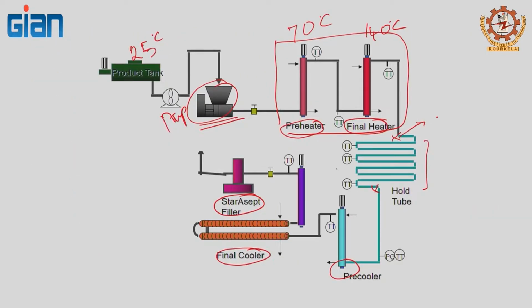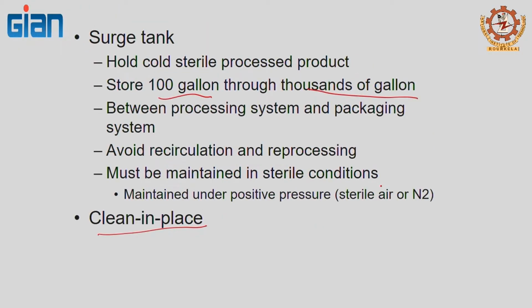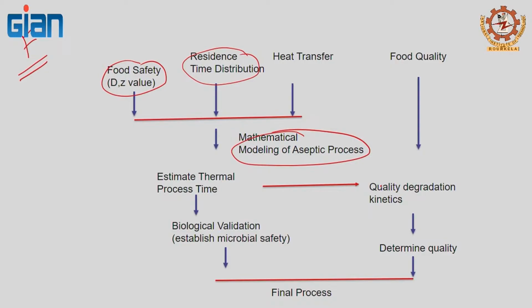Suppose I introduce 100 particles with the liquid into the holding tube, and I count at the end of the tube. Are all 100 particles going to come out at the same time? They are not. Some may be heavier, some may be lighter, so there is going to be a pattern over time as they are collected. This we call the residence time distribution. So, we have to collect that residence time distribution for the aseptic processing calculation.